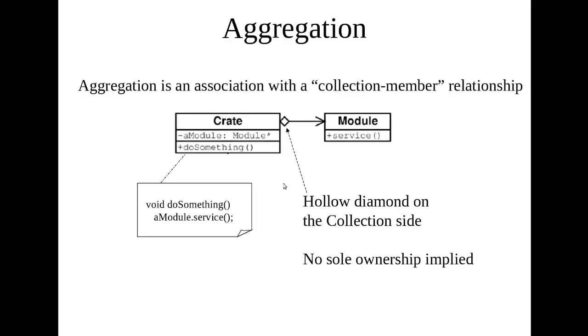Aggregation. Aggregation is an association with a collection member relationship. So what is happening here? This is a crate, another class module which is being used here in the crate. One thing is that this module is a member of this crate. Such a thing can be represented by this symbol, where you have a hollow diamond on the collection side.